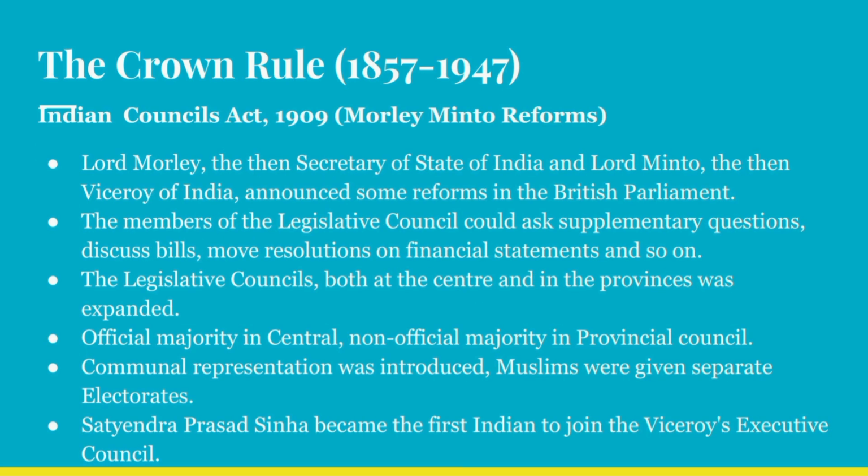The next important act under Crown Rule was the Indian Councils Act of 1909, generally known as the Morley-Minto reforms. Who are Morley and Minto? Lord Morley, the then Secretary of State for India, and Lord Minto, the then Viceroy of India, announced some reforms in the British Parliament. Members of the Legislative Council could ask supplementary questions, discuss bills, move resolutions on financial statements, and so on.